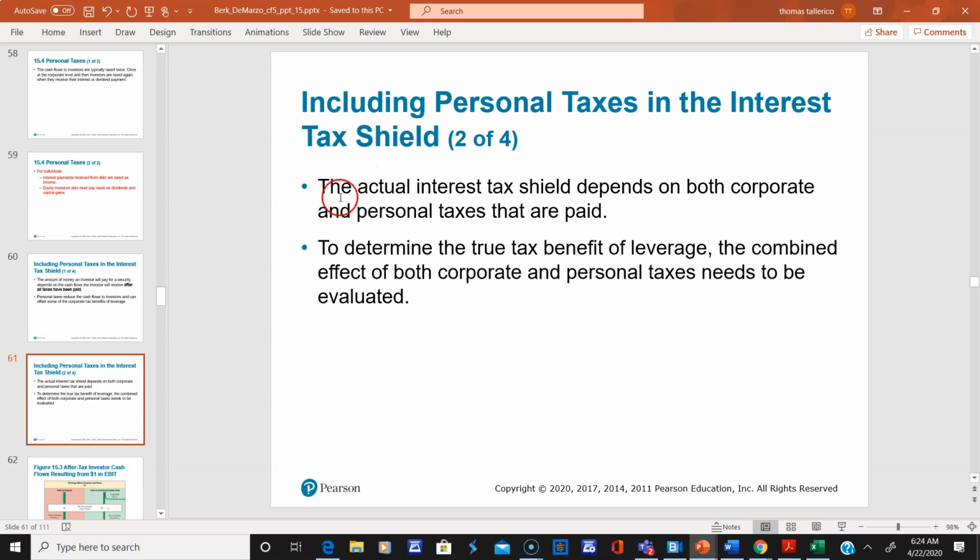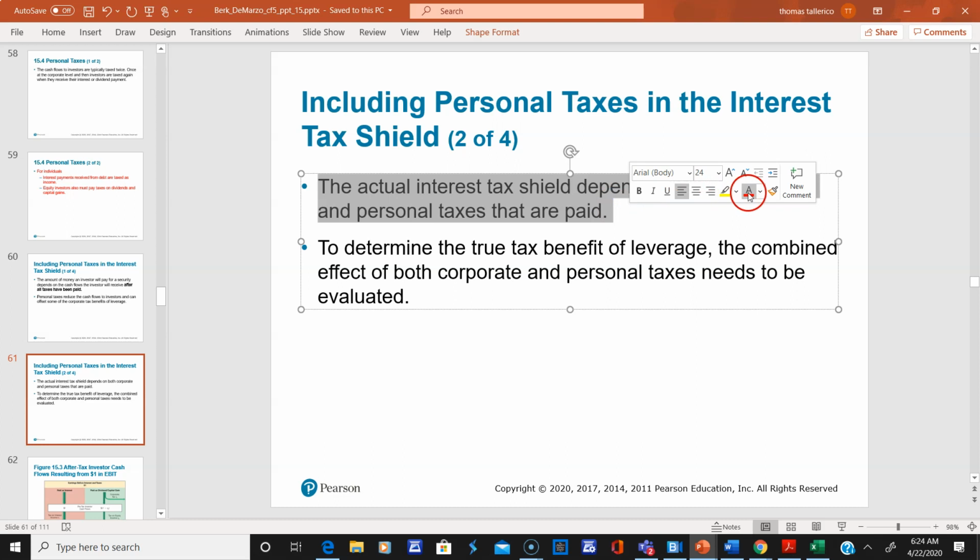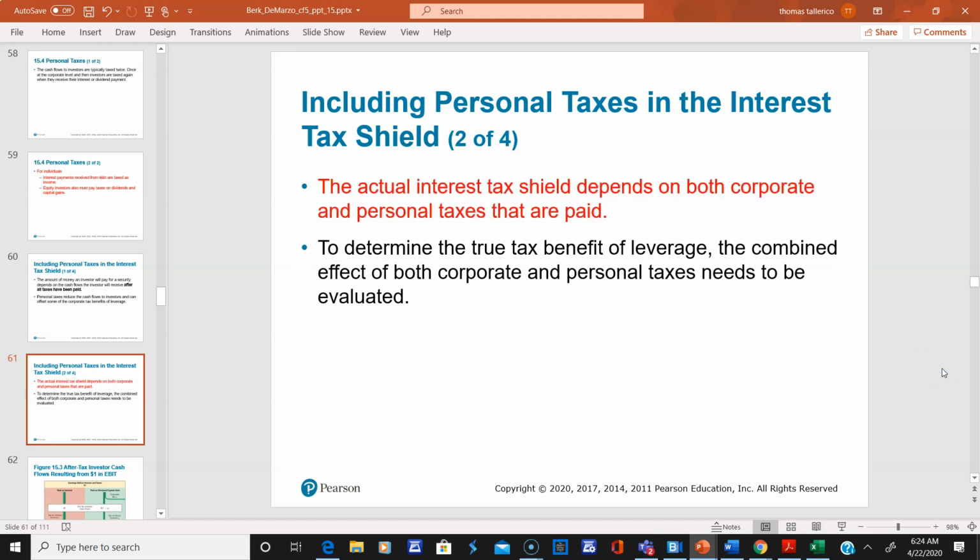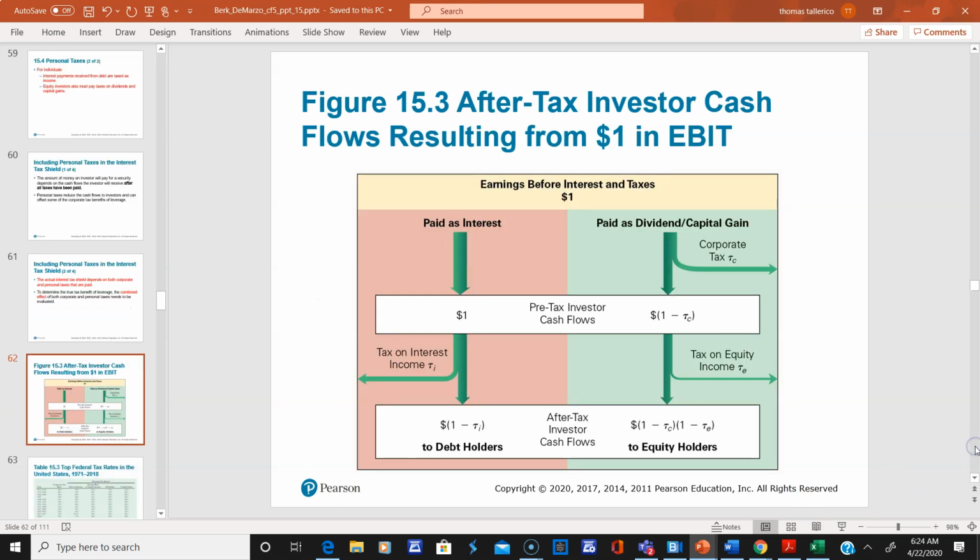So the actual interest tax shield, and this is an important item, and this is pretty obvious, depends on both the corporate and the personal taxes. To look at the real benefit of leverage, you have to look at the combined effect, and that's the important thing here. We have to look at the combined effect of both corporate and personal taxes. You got to look at both of them. So we got to start taking your personal taxes into account.